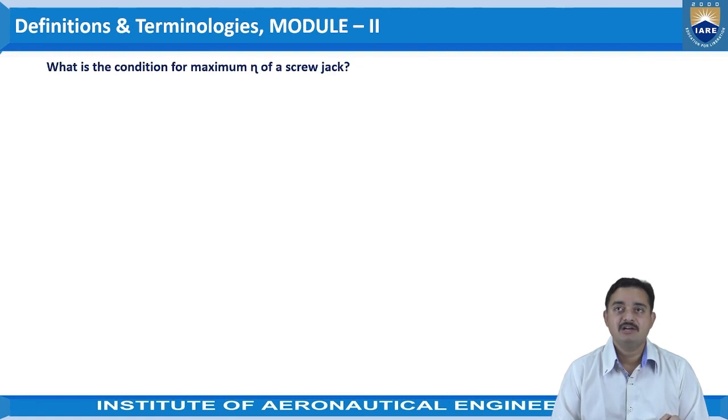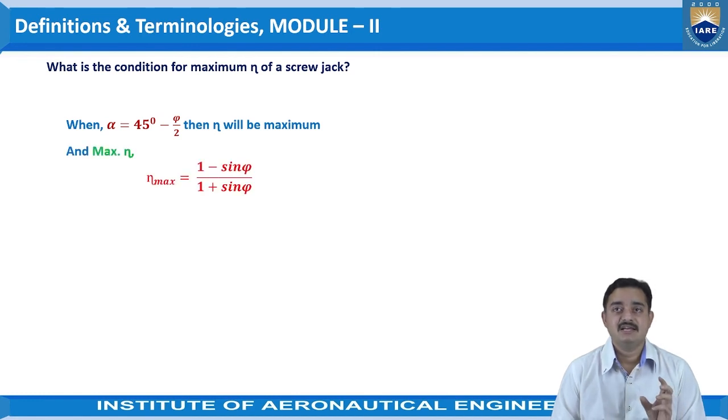Coming to the next one. What is the condition for maximum efficiency of a screw jack? When alpha is equal to 45 degrees minus phi by 2, then efficiency will be maximum. We have just now seen the efficiency equation, and in this case the efficiency is maximum when alpha is equal to 45 degrees minus phi by 2. Hence the maximum efficiency can be given as (1 minus sin phi) by (1 plus sin phi).